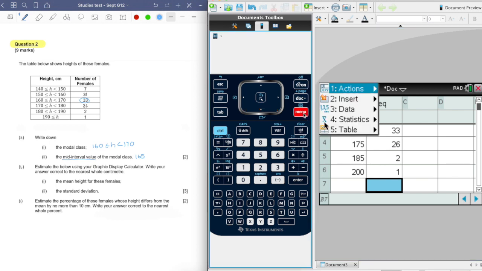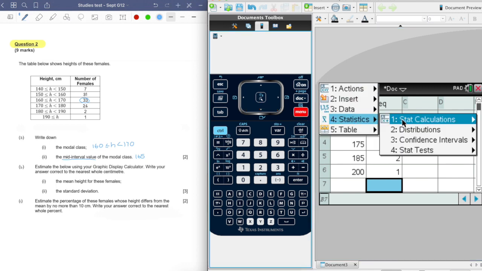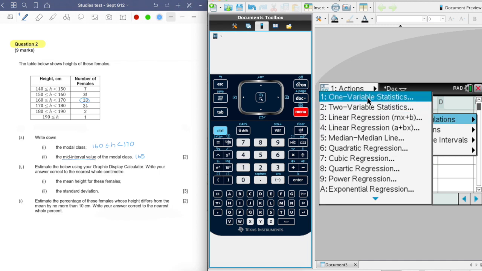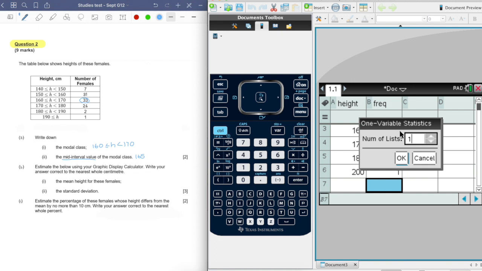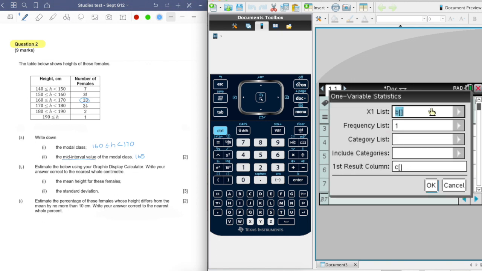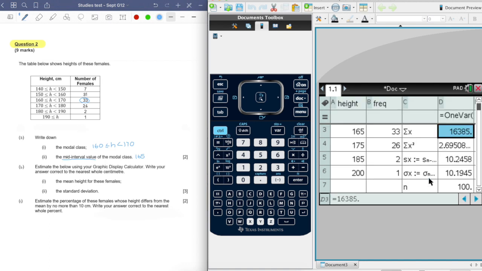So menu, statistics, stats calculations, and we have one variable, and that variable is height. That's the only variable we've got. The other list of data is frequency. So the first part is asking me where is the data, and the data is the column called height. The frequency is in the column called frequency, and we click OK. So the mean is x bar, which is here, so it's 163.85.